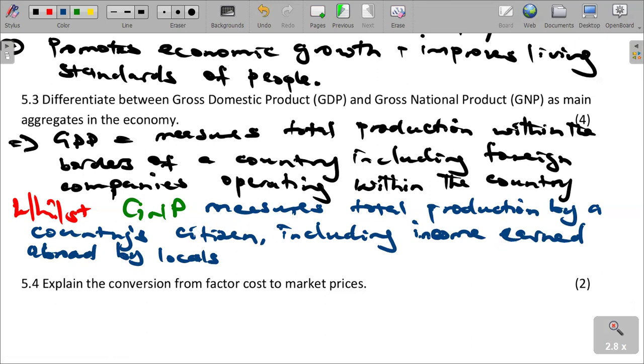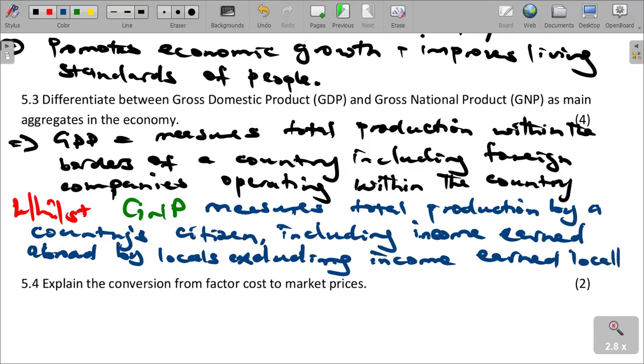And then it excludes income earned locally by foreigners. Income earned locally by foreigners is excluded.